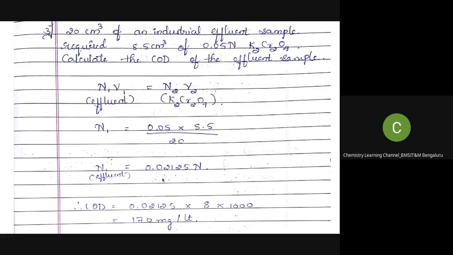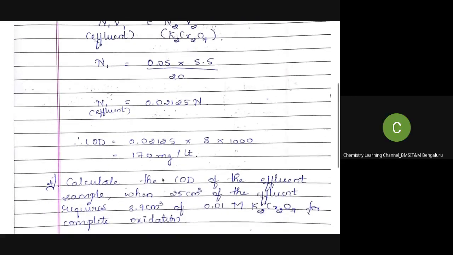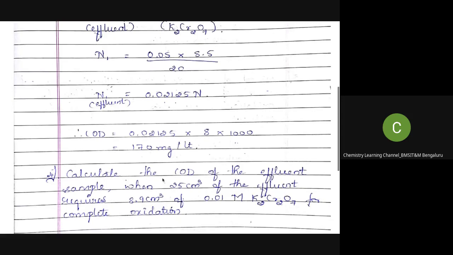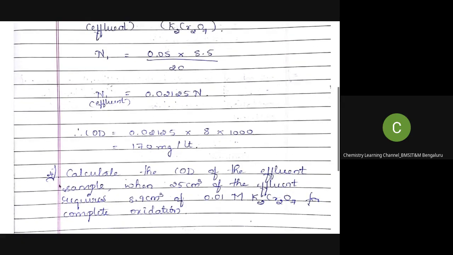So, shall we go for the next one? Yes, ma'am. Okay, take down the numerical. Calculate the COD of the effluent sample when 25 cm cube of the effluent requires 8.9 cm cube of 0.01 M potassium dichromate for complete oxidation.